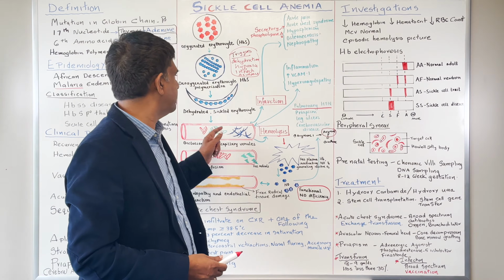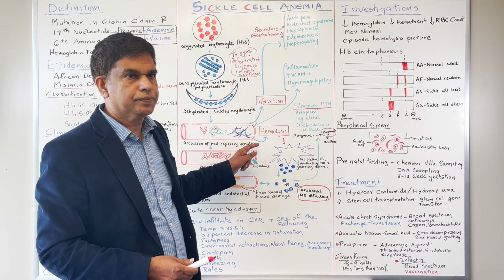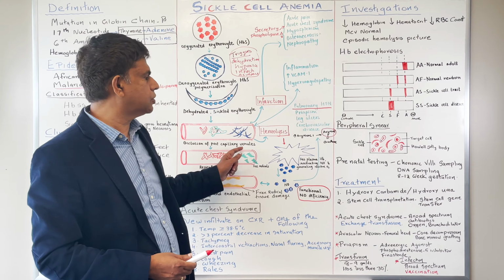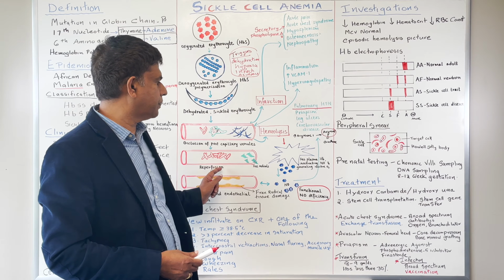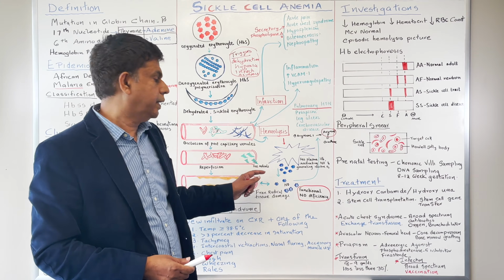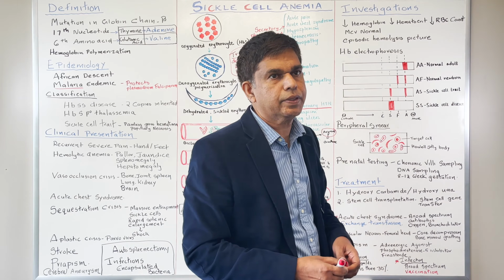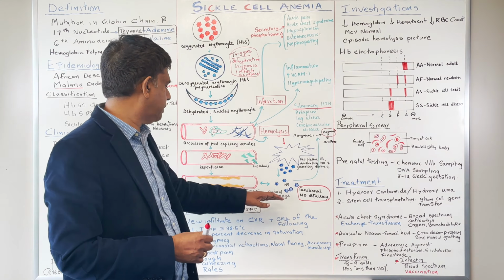Sickling. What is the sickling going to do? That can cause hemolysis, right? You can cause infarction, right? And what happens is occlusion of the post-capillary venules, and then after that you can have free radical formation, and then you can have reperfusion. What happens when you have reperfusion? Oxygen-free radicals form, and more damage to the tissues happens.